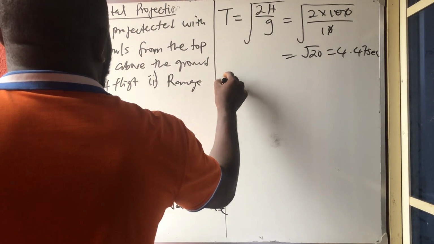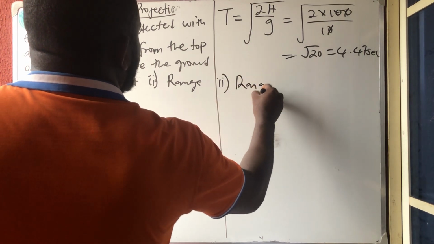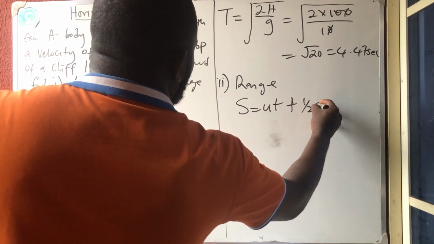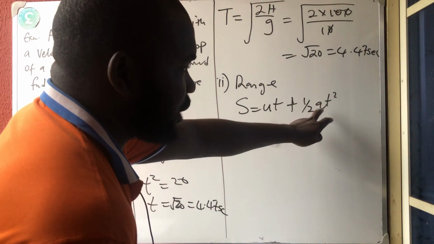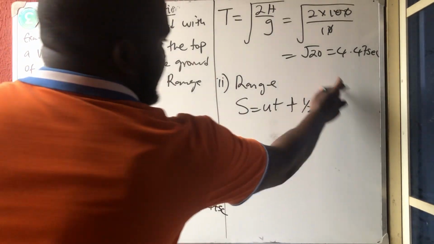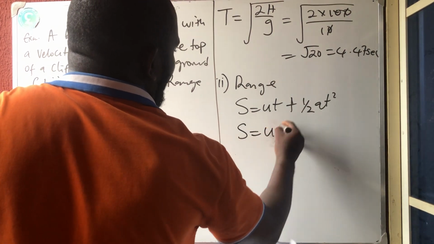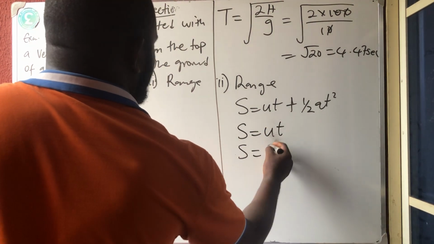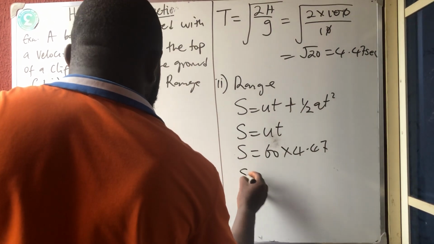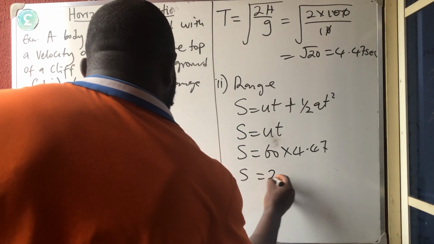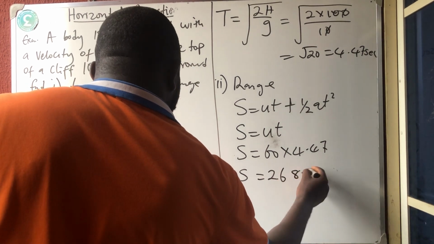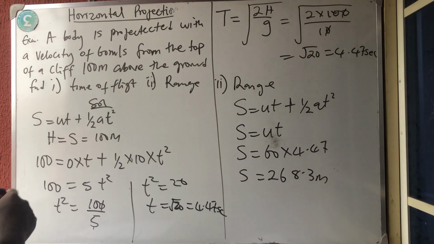Okay, so the second one said we should find the range, and for the range we are using the same formula, that S is equal to ut plus 1 over 2 at squared. But you know that this a is for gravity, g is supposed to be g. But gravity on range is 0. So everything here is 0. I'm left with S is equal to ut. My u is 60 times my t, which is 4.47. So S is equal to 268.3 meters.